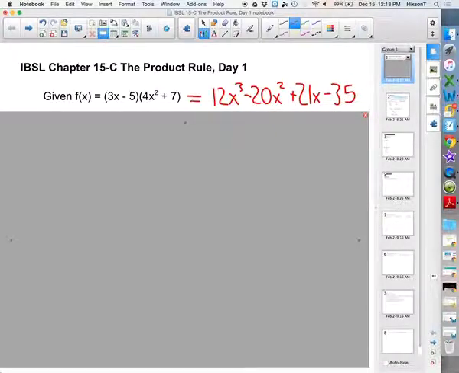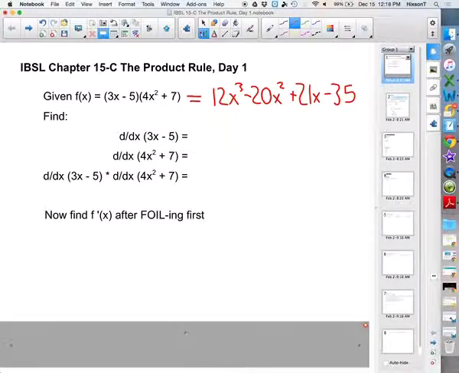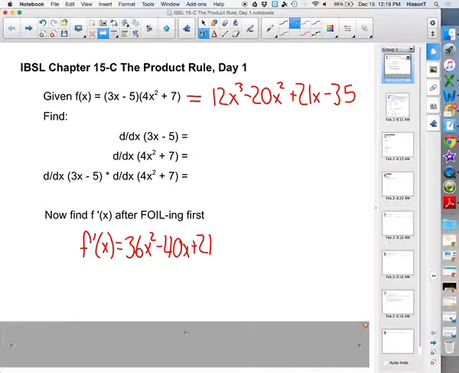Now, question. What is f prime of x if you use this FOILed out one? You guys are pretty good at this point. 36x squared minus 40x plus 21. All right, good. 36x squared minus 40x plus 21.